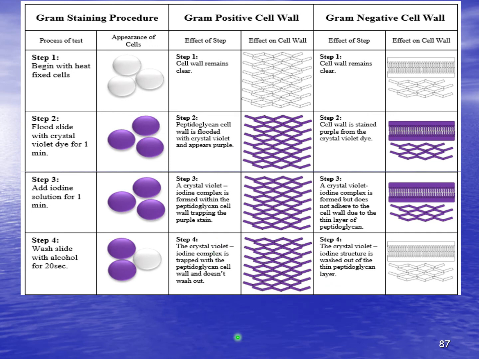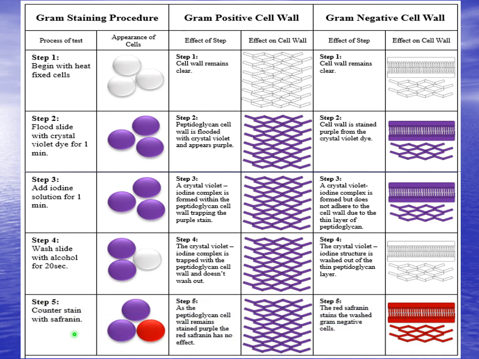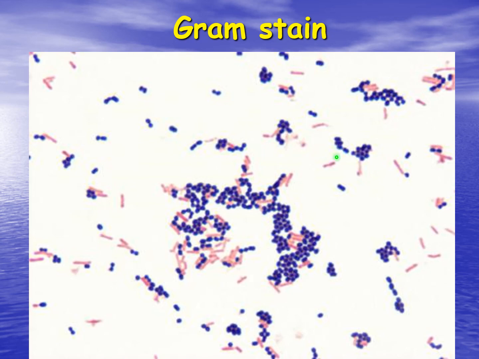Then we're going to apply the secondary or counterstain known as safranin, and everybody will take up the safranin. But since the gram-positives are already so purple, these gram-positives now look even more purple at this point. We will not see the red of the safranin stain. But since the gram-negatives became colorless in the decolorizing step, they take up the safranin and appear reddish in color. And this is a gram-stained slide.